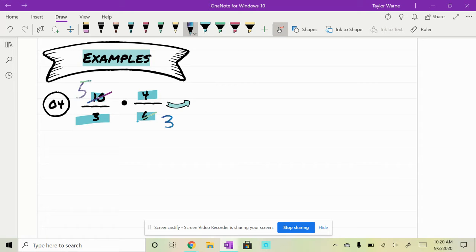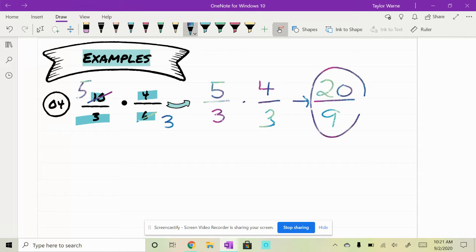So now we are going to write our fraction. We have 5 divided by 3 multiplied by 4 divided by 3. Okay, and now we have to multiply straight across. So 5 multiplied by 4 is 20. And 3 multiplied by 3 is 9. And you cannot simplify 20 divided by 9 any further. So this is going to be our final answer.